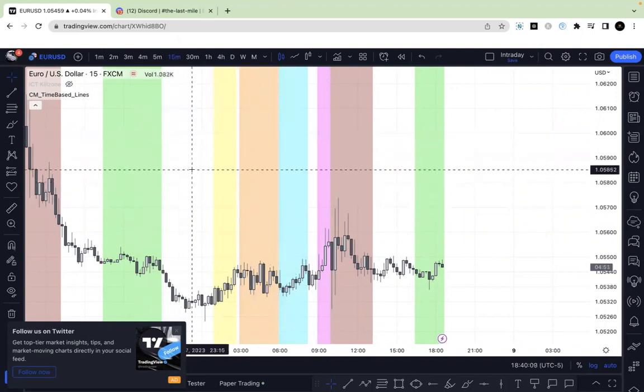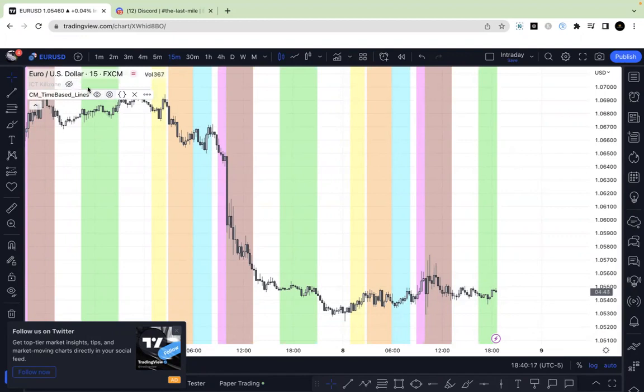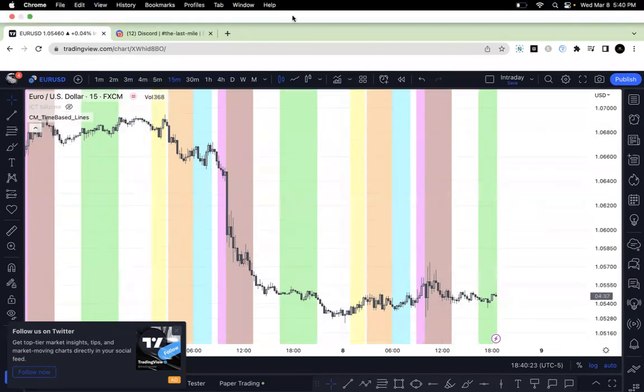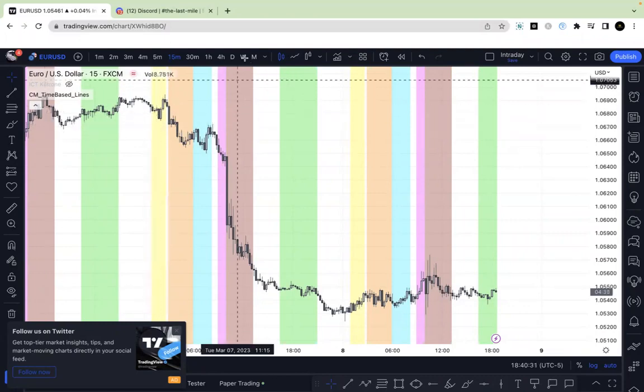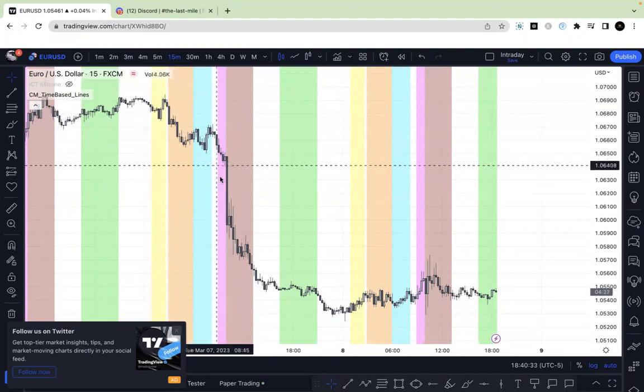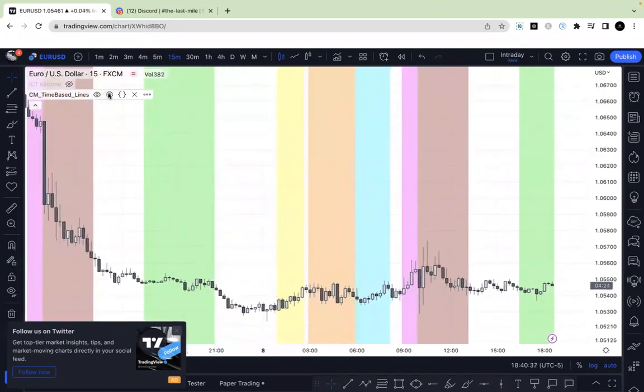I encourage you, especially if you're intraday trading, to have some type of session indicator on your TradingView. I would rather you have a session indicator and maybe the kill zone indicator at best. I really don't use these that much, but it's one of those things that helps you.